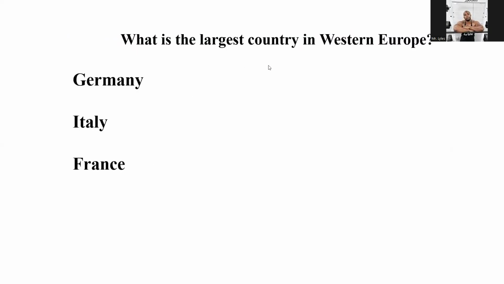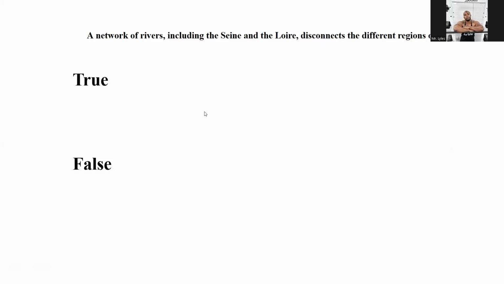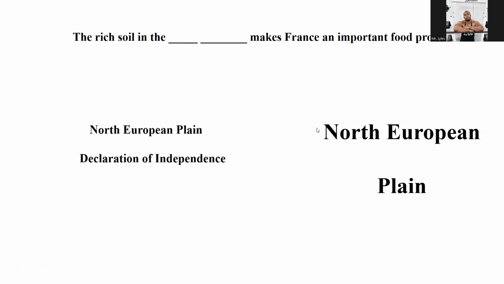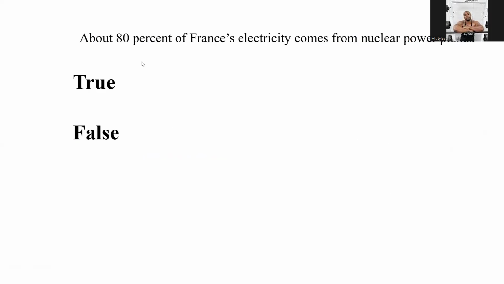What is the largest country in Western Europe? France. A network of rivers, including the Seine and the Loire, connects the different regions of France. False. I don't like that question. Ignore that last question. The rich soil in the blank and blank makes France an important food producer. The rich soil in the northern European plain. About 80% of France's electricity comes from nuclear power plants. This is a good test question right here, and that is true.